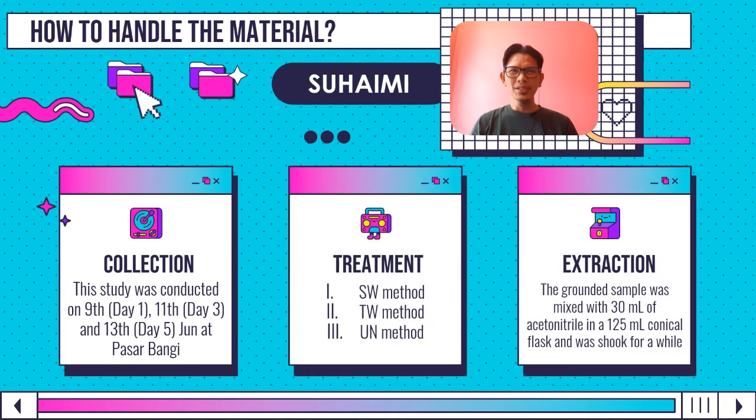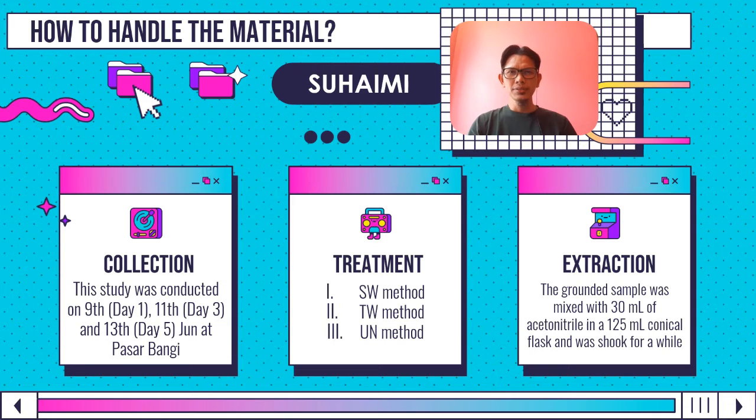How to handle the material? Firstly, is sample collection. For this study, the samples were collected at 6 greengrocers, what we call penjual sayur, at Pasar Bangi. We assume the application of Malathion was done by gardeners on site before they harvest and sell to the wholesaler.